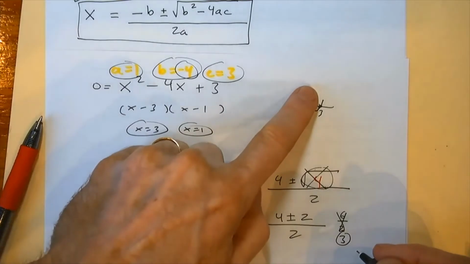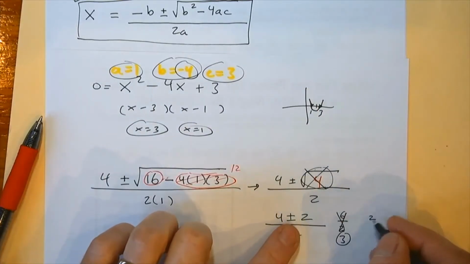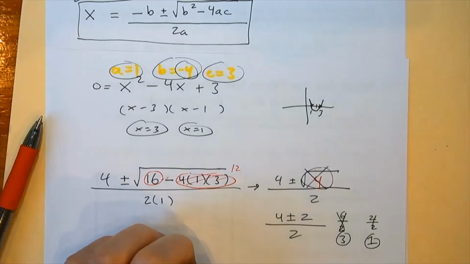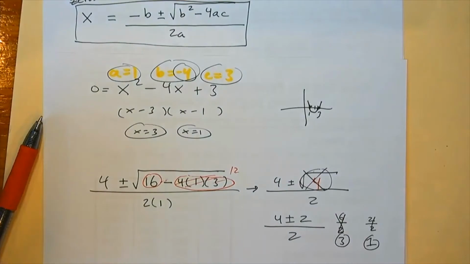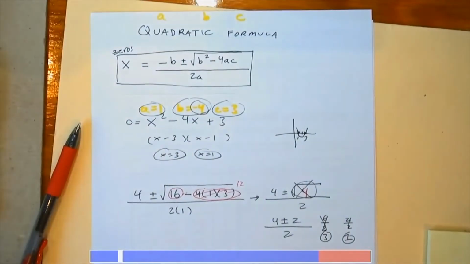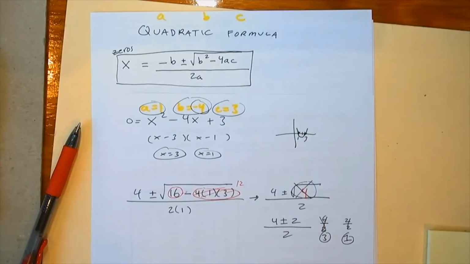Wasn't that one of our answers? Okay, what is 4 minus 2? 4 minus 2 is 2 over 2. 2 over 2 is 1. Isn't that our other answer? Ta-da! That's the quadratic formula. It took a lot of work, didn't it? Why would I want to know that? Well, it helps when I have a more difficult problem.